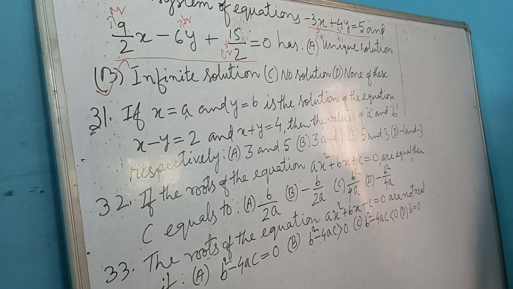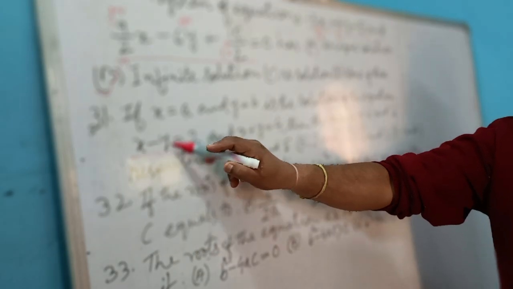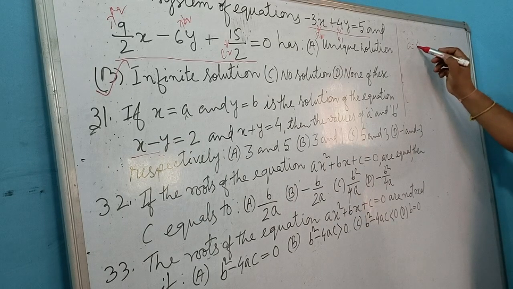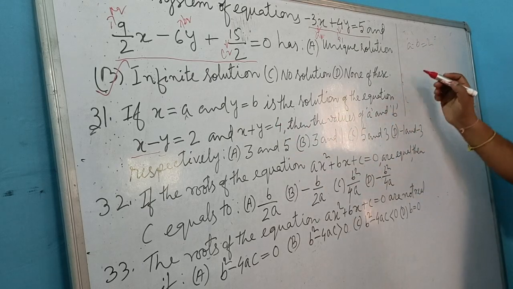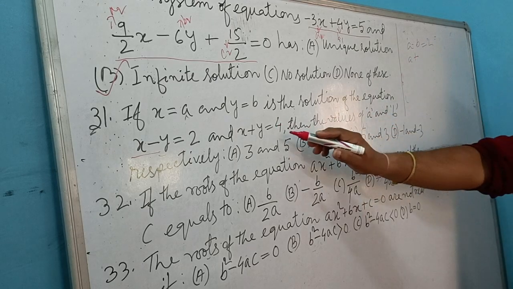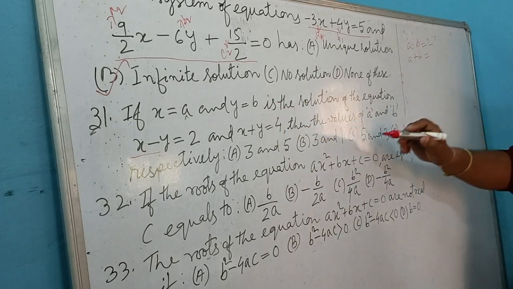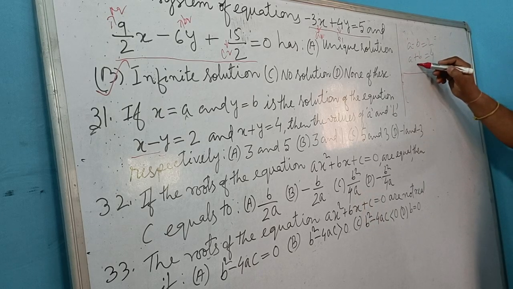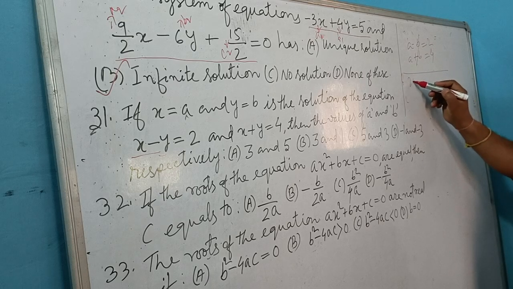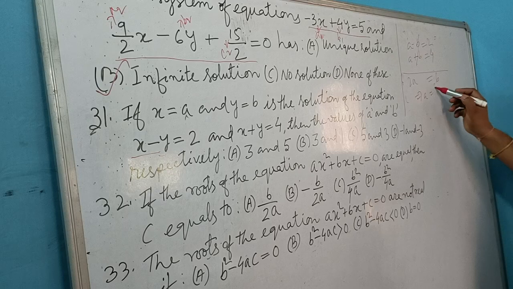Let's see. Here the value of x is given as a, and the value of y is given as b. So a - b is given as 2. Then x + y, x is given a, y is given b, so a + b is equal to 4. Now simple. If you add these two equations, minus b plus b will get cancelled. So 2a is equal to 2 plus 4, 6. Now you are getting a is equal to 6 divided by 2.